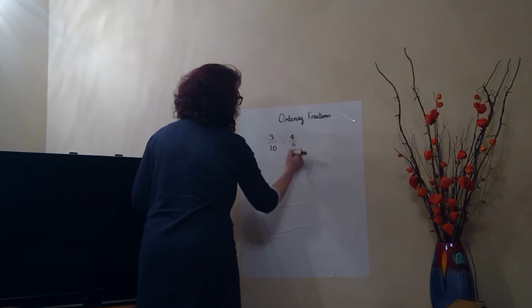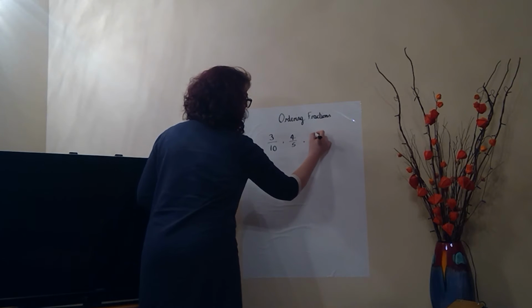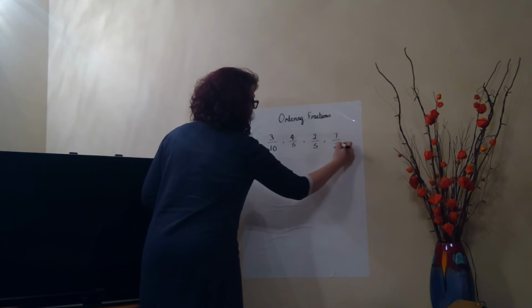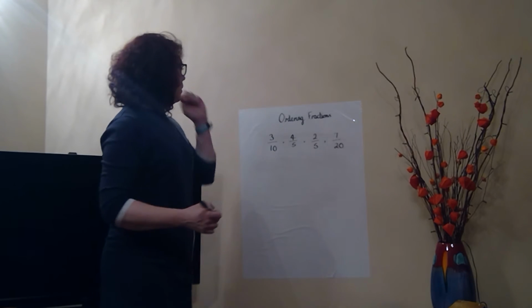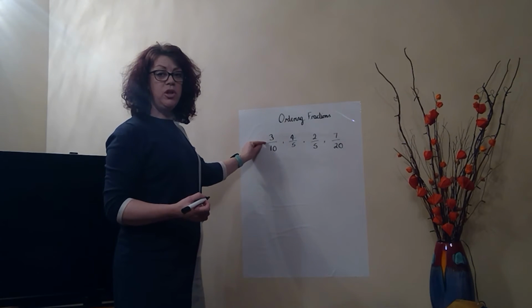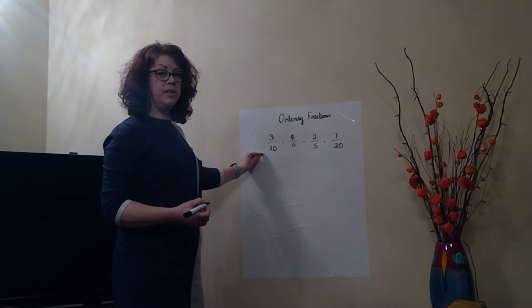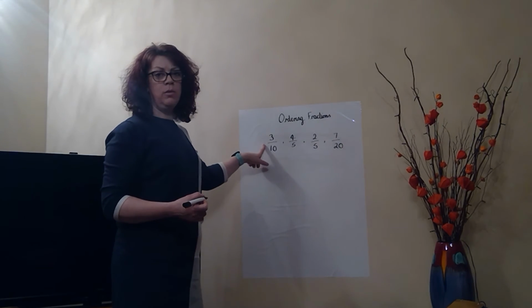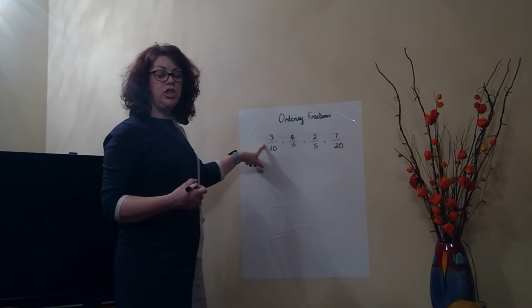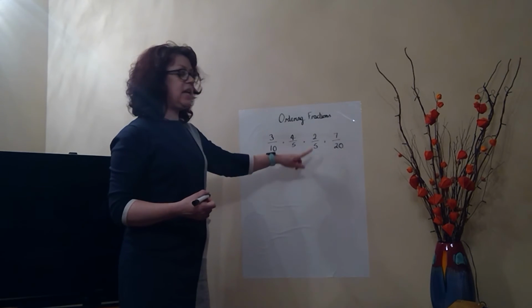So I've got 3/10, I've got 4/5, I've got 2/5, and I've got 7/20. Okay, so if I have a look at my fractions here, I've now got fractions with different numerators and different denominators, and this makes it a lot more challenging because now I have to do some calculations in order to change these fractions to the same denominator.